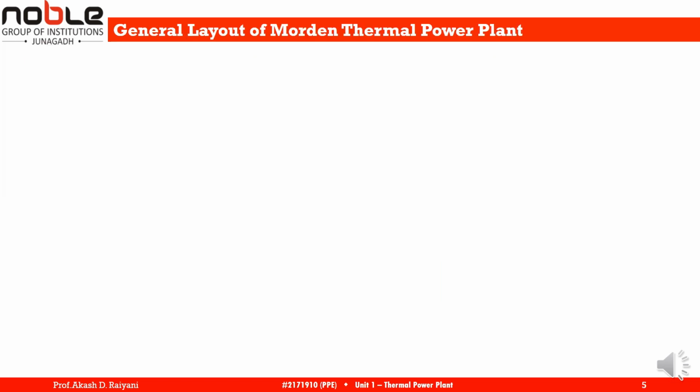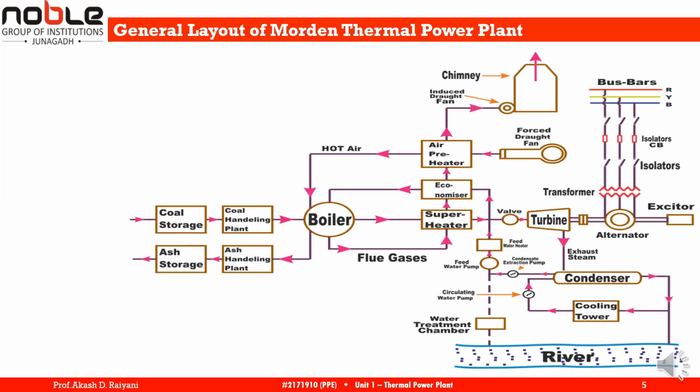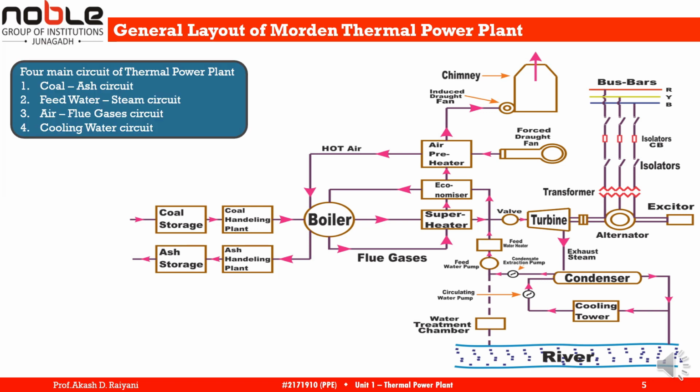Next one is the general layout of a modern thermal power plant. You can see from the schematic diagram there are four main circuits of a thermal power plant, which are, first, the coal and ash circuit, second, the feed water and steam circuit, third, the air and flue gas circuit, and fourth, the cooling water circuit.